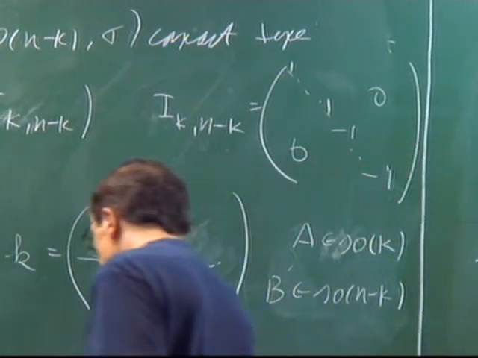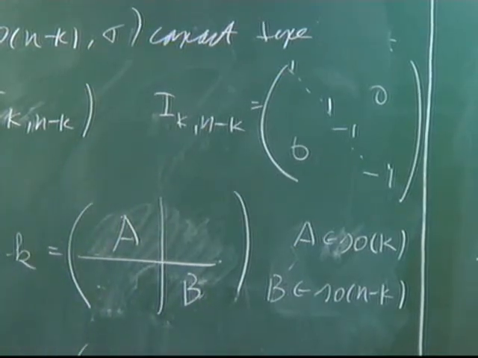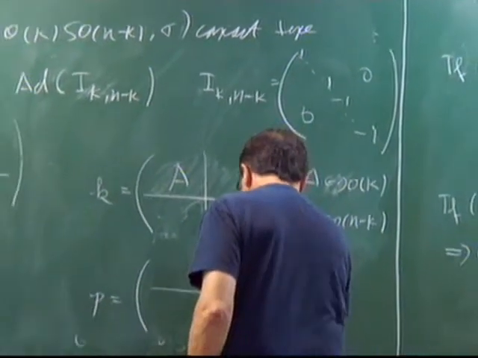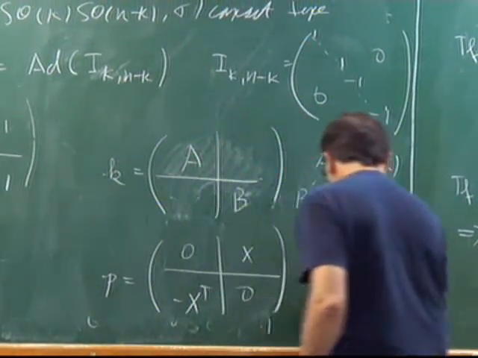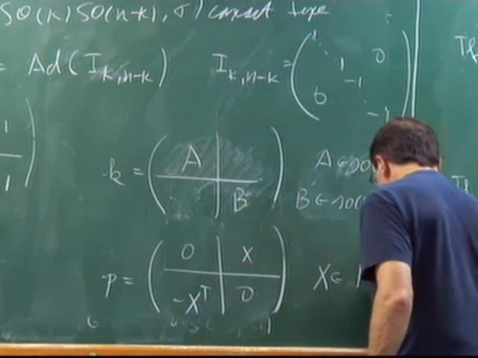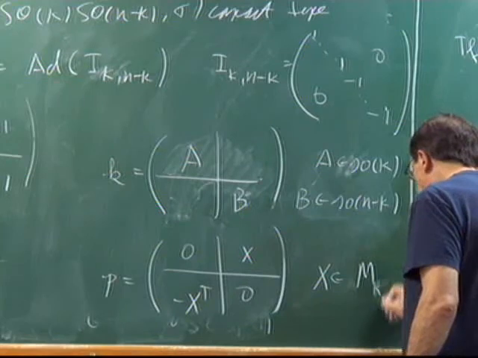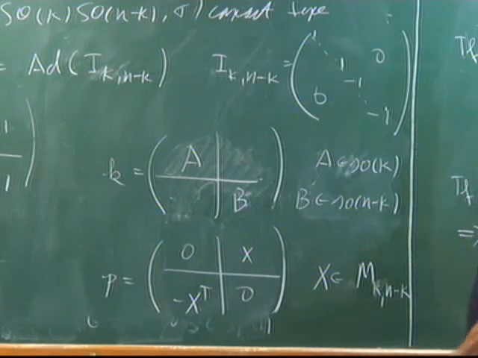And what's the minus 1 eigenspace? So then this must be 0. That's a minus 1 eigenspace. And then it looks like 0, 0, X minus X transpose. And now X can be anything, k by n minus k. So that's my Cartan decomposition of this symmetric space of compact type.